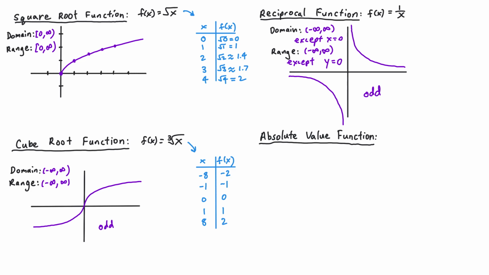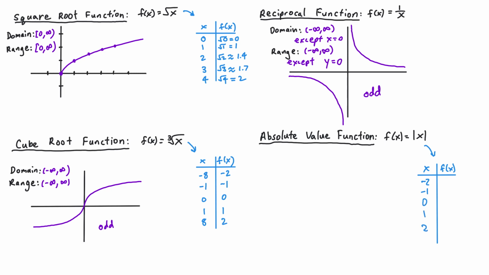The last function that we'll look at is called the absolute value function, and it's defined by f of x is equal to absolute value of x. Let's make a table of values for this function. Let's plug in the x values from -2 all the way to 2.